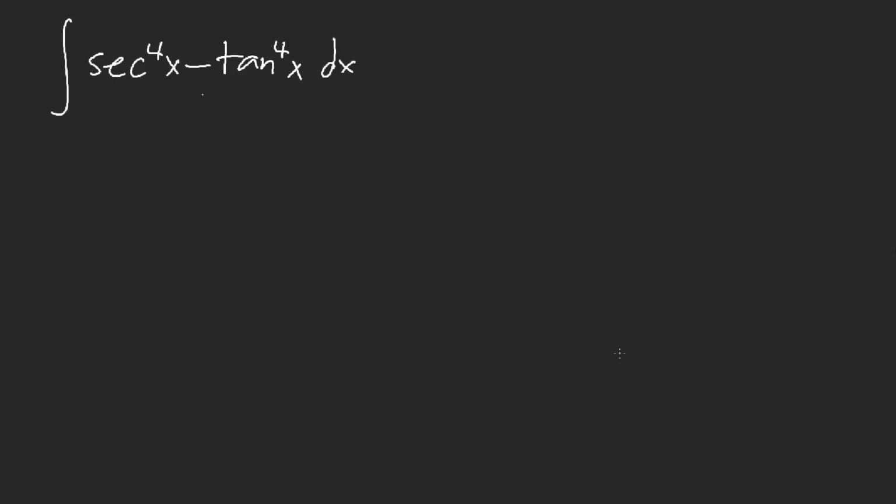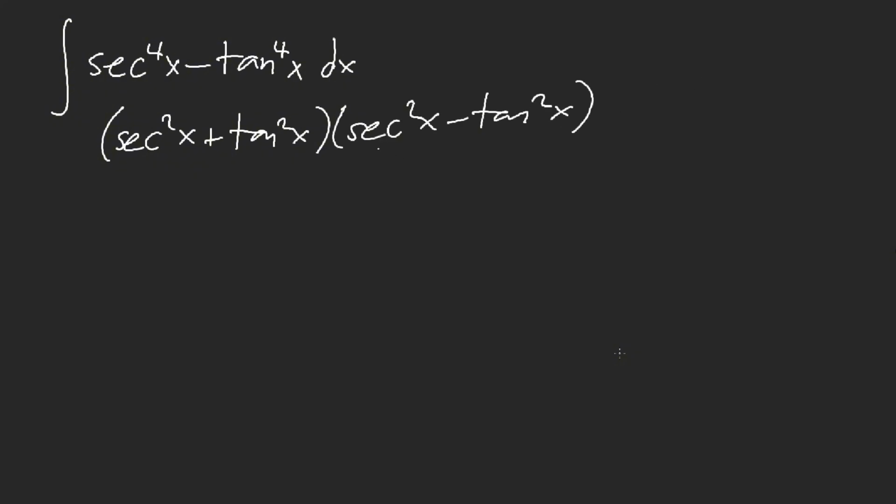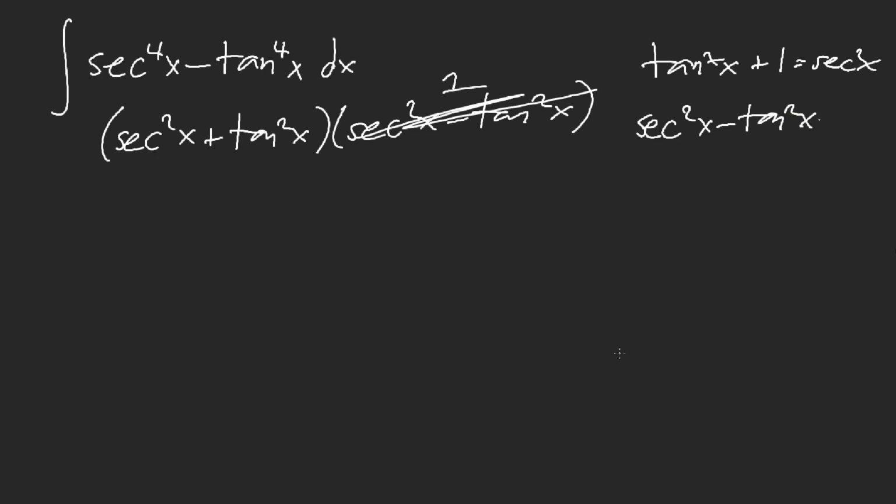Clearly, you can factor this, right? So we know this is secant square plus tangent of x, secant square minus tangent square of x. And here I already knew this is equal to 1 by trig identity, right? Tangent square of x plus 1 is equal to secant square, right? So secant square minus tangent square is equal to 1. So this is 1. And so I was left with this integral here.